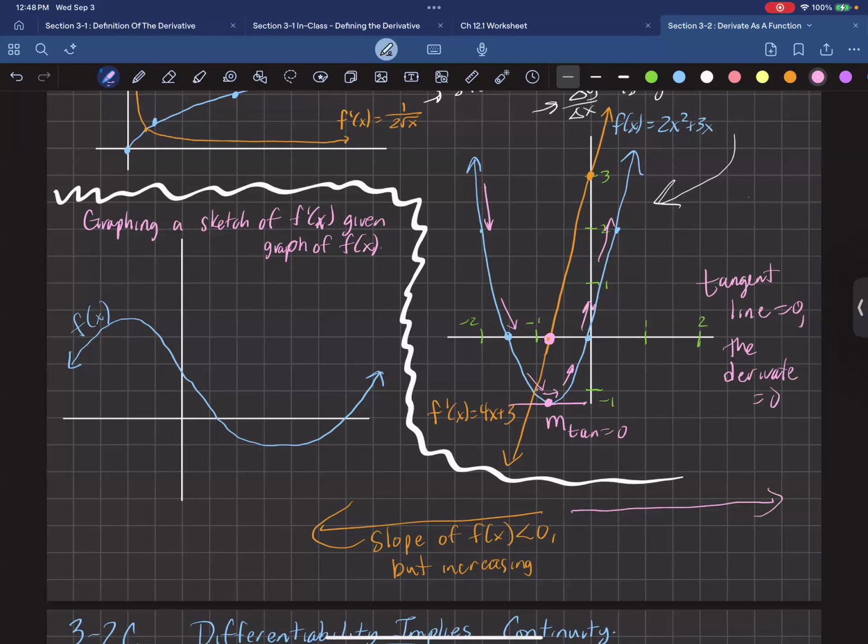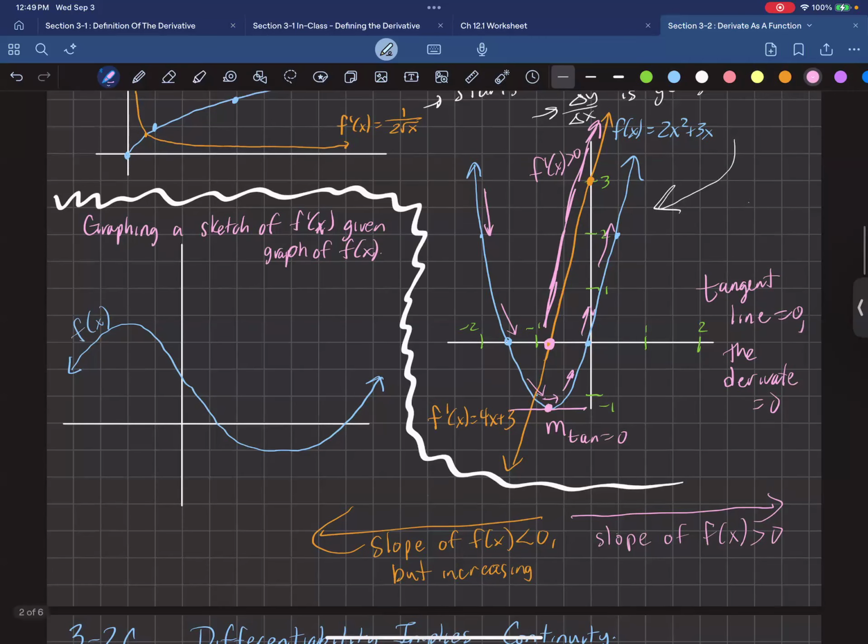Over here, the slope of f of x is positive. And that's why over here this section of the line is greater than 0. And on the left section down here, it's all negative. That really clutters up the image, so I'm going to erase that stuff, but that's really what's going on.